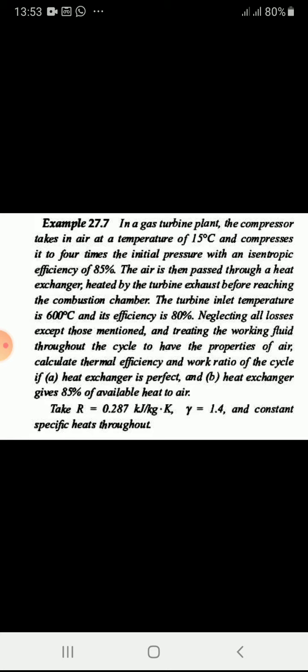If the heat exchanger is a perfect heat exchanger, that is, it is giving out the entire heat from the exhaust to the regenerator, and if the heat exchanger gives 85% of heat to the regenerator, so for the two cases we have to find thermal efficiency. With these two cases we can infer the importance of regeneration, right? So we have to take R and gamma as constant values of air. Now we will move on to the problem.